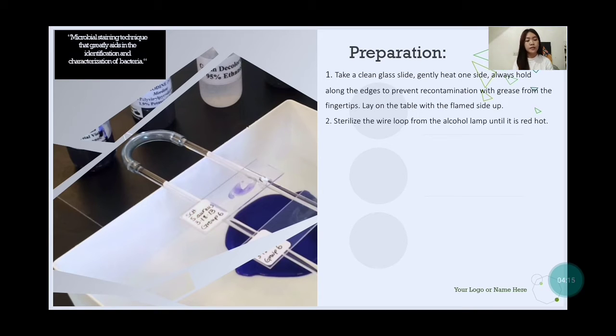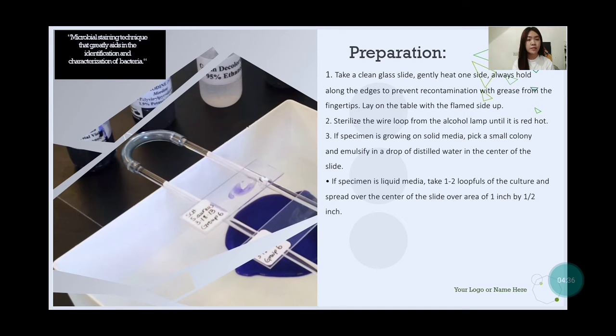Next, sterilize the wire loop in the alcohol lamp until it is red hot. Note that if the specimen is growing on solid media, pick a small colony and emulsify it in a drop of distilled water in the center of the slide. If the specimen is in liquid media, take 1 to 2 loopfuls of the culture and spread over the center of the slide over an area of 1 inch by 1/2 inch.